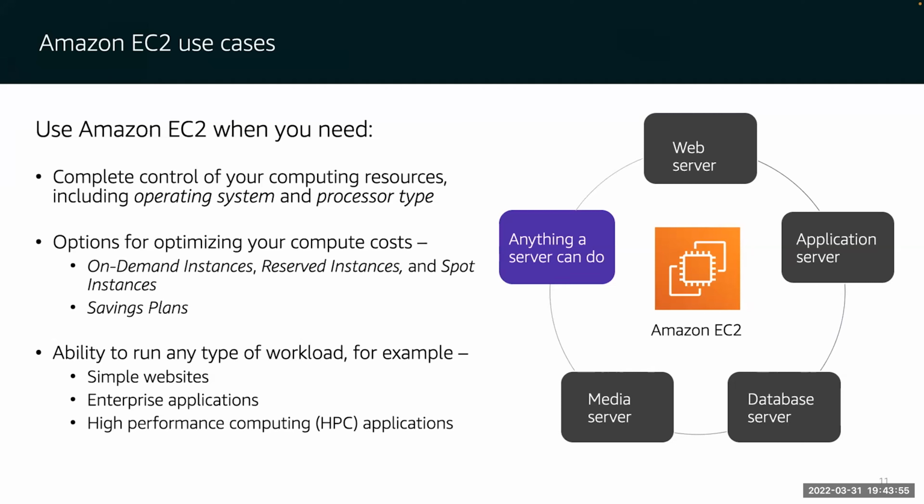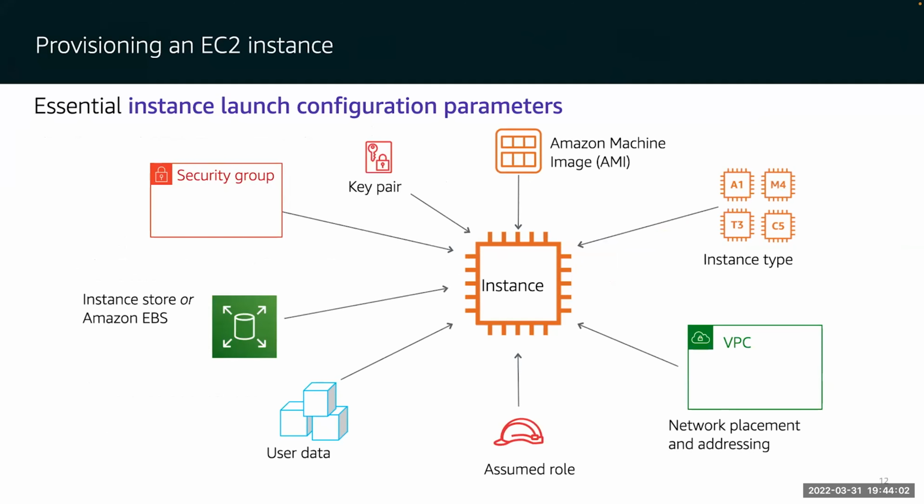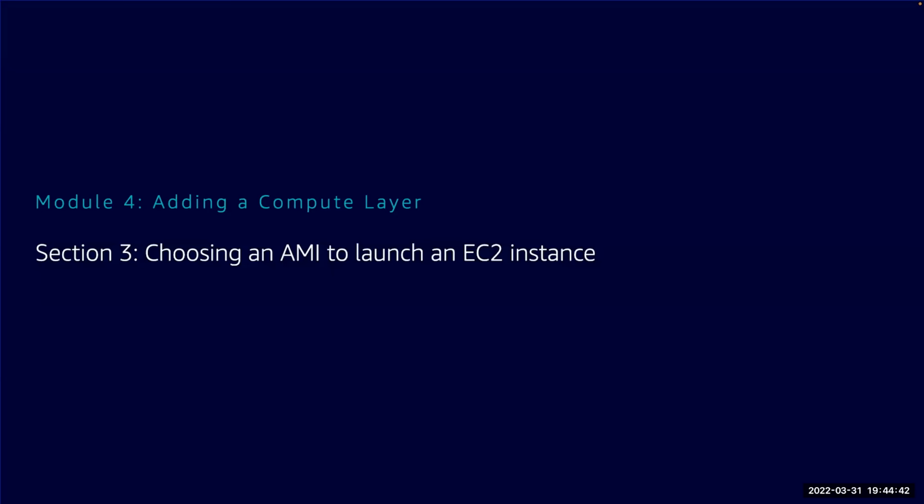0.025 cents. To create an EC2 instance, you must make key decisions regarding its configuration details, and the main parameters that you must specify to launch a secure instance include Amazon Machine Image, AMI, instance type, network placement and addressing, and also the IAM role and the user data. You also need to decide about the storage, security group, and the key pair that you will use in order to launch those instances. In the following section, we are going to study each decision we need to take in order to launch an EC2 instance. So in the first step, we want to choose the AMI, or Amazon Machine Image.